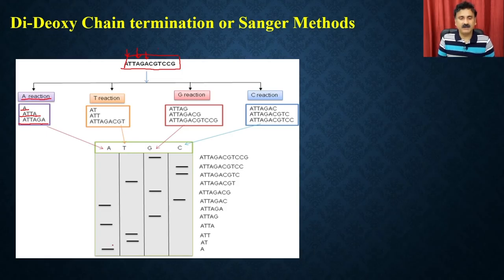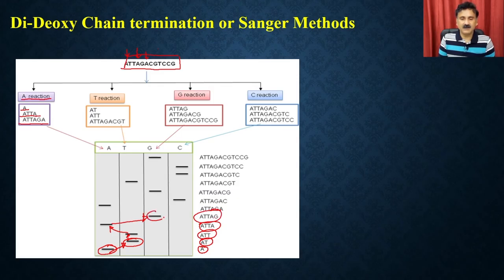So what will happen is that these are the A reactions and these are the T reactions, and so on. What you have to do is read these reactions in the reverse order. So you have to go like this, then like this, then like this, and that, right? If you go by this, you will go in the reverse direction, and it is going to give you the fragments.